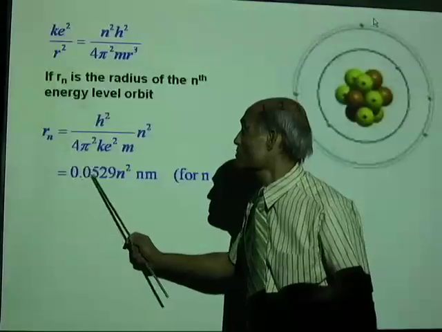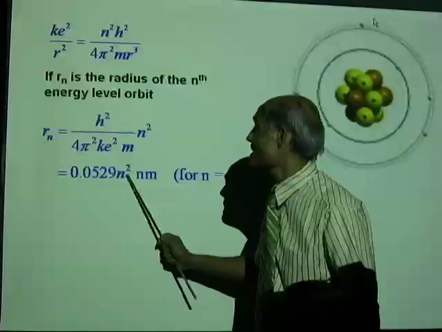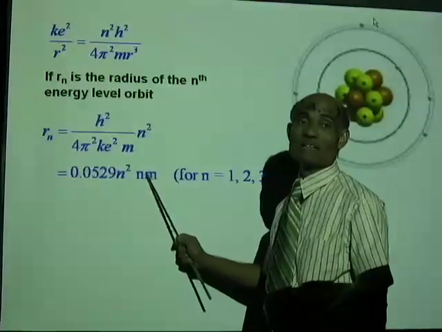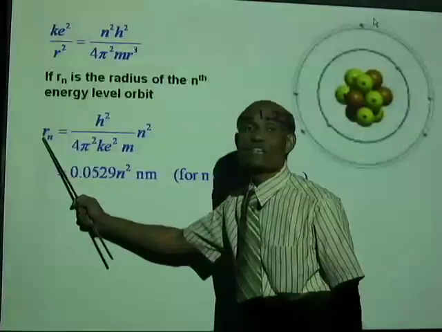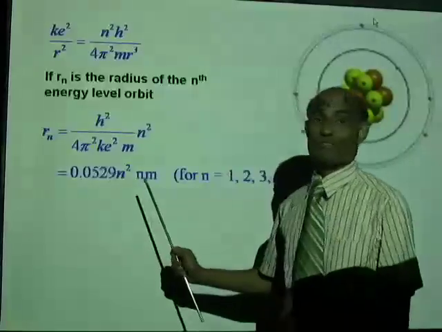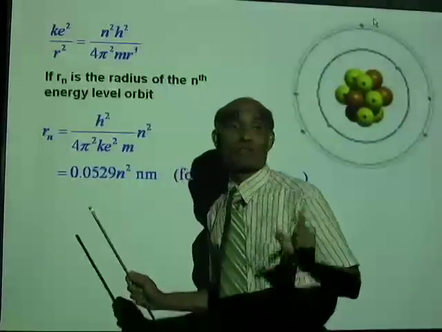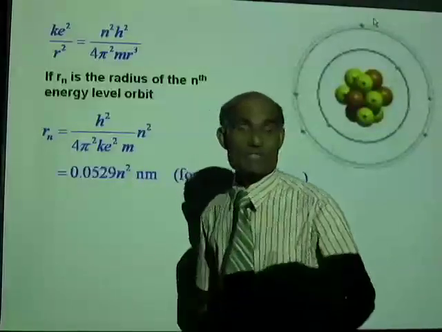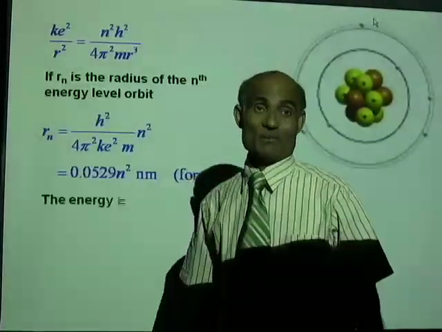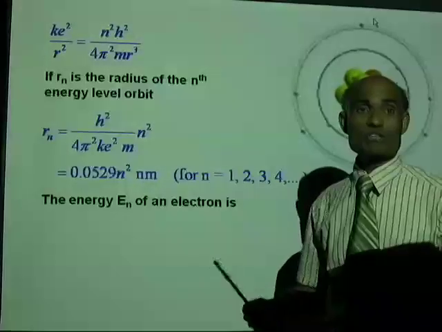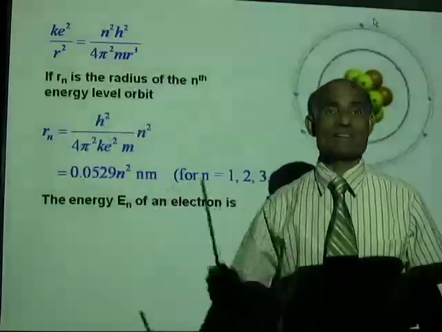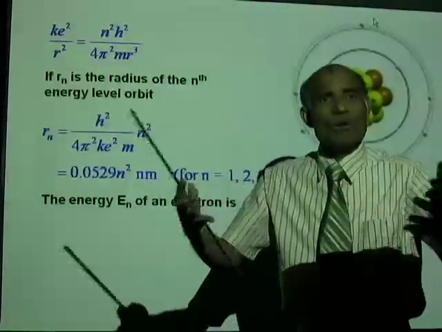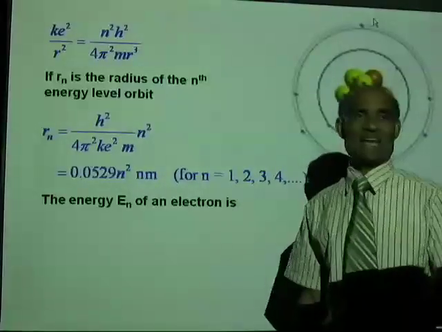And that will be 0.0529 n squared nanometer. And that is the radius of the nth orbit. If you put n equal to 1, you get the radius of the first orbit. n equal to 2 will give you the radius of the second orbit, and so on. Well, so Bohr is right on his way to find a much more viable model of the atom.